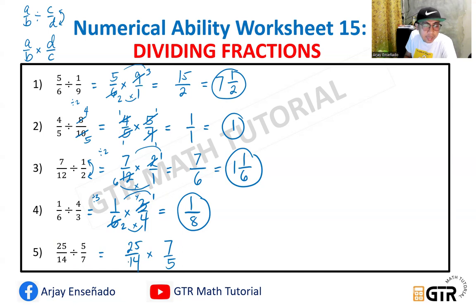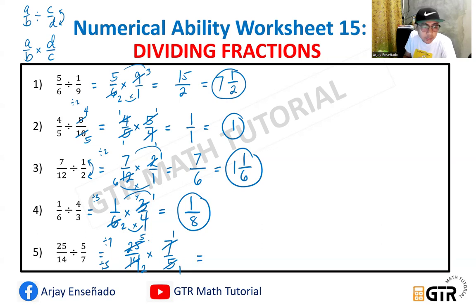And then we can divide 7 and 14. 7 and 14, let's divide both by 7. So 7 divided by 7 is 1. 14 divided by 7 is 2. So now we have 25 and 5. So both divisible by 5. So divide both by 5. 25 divided by 5 is 5. And then 5 divided by 5 is 1.